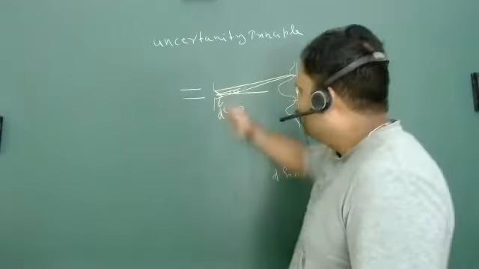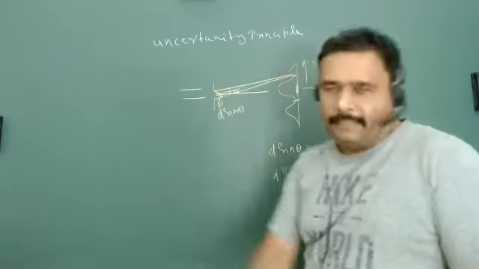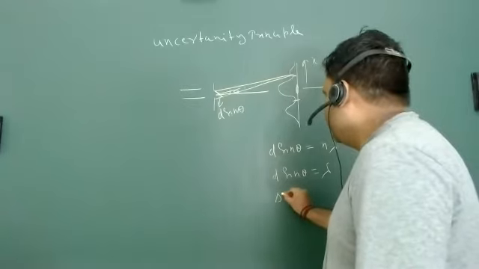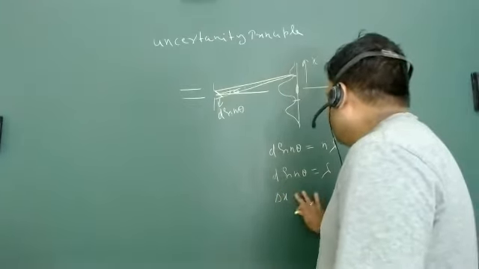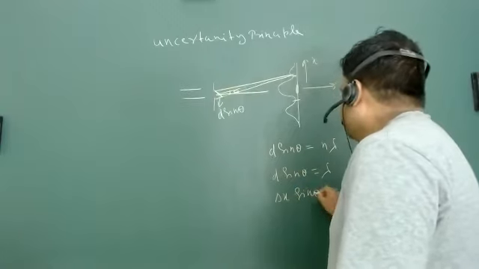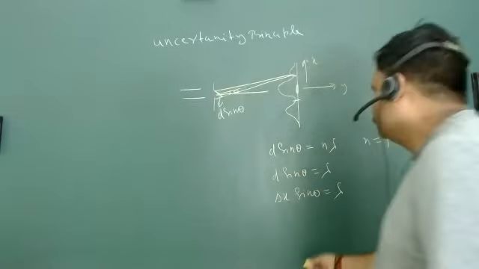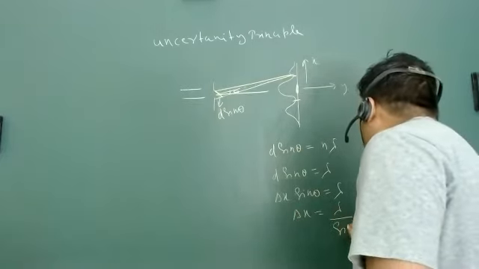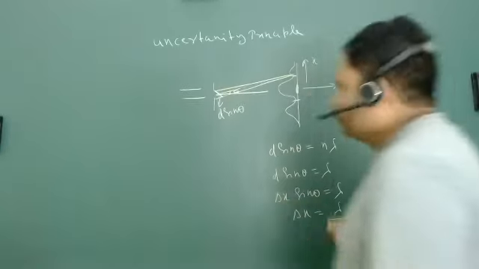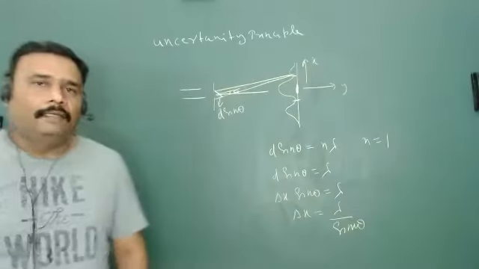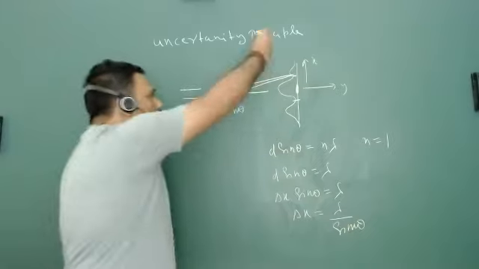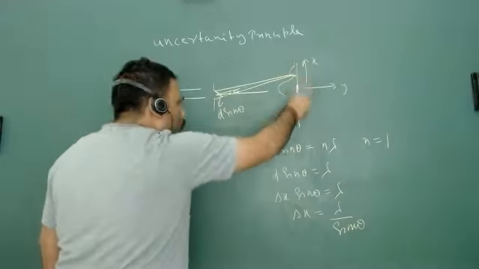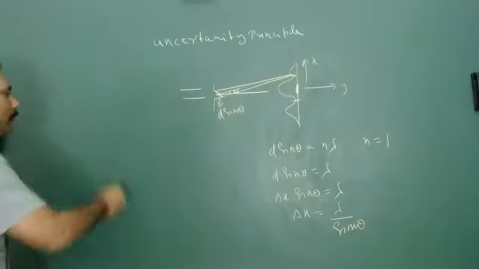And what I am doing, I will take d as delta x. This is all about my delta x. So delta x sine theta is equal to lambda. So what is delta x? Delta x is equal to lambda upon sine theta. So I have calculated delta x. Let us calculate the change in momentum. Obviously it will spread into this side and also into this side. So what will be delta px?